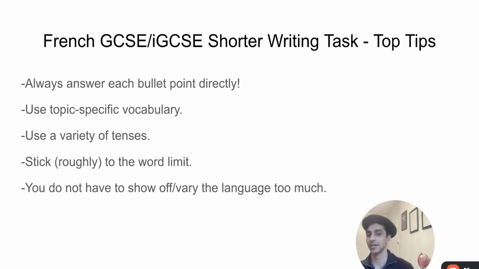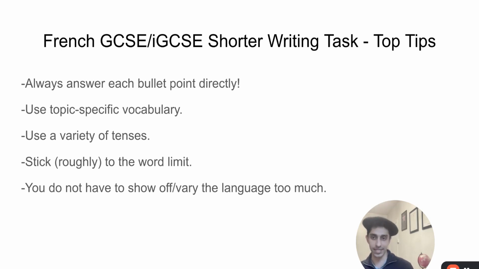There's less pressure in the shorter writing task, at least, to show off your language and to vary your language. For the longer writing task, that is important, but less so for your shorter writing tasks. But still, topic-specific vocabulary can make it stand out and push the grades up as well, potentially.